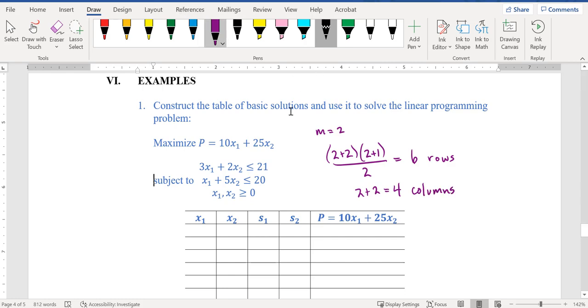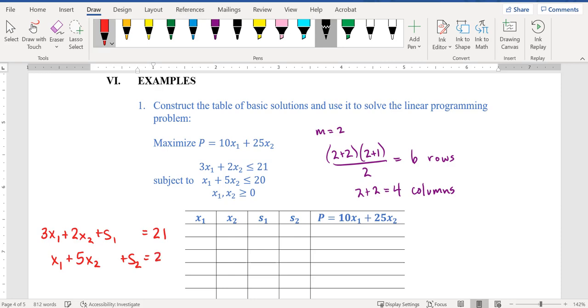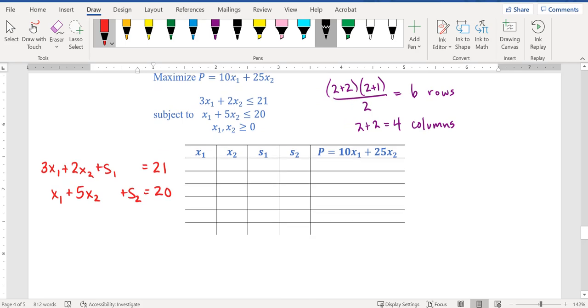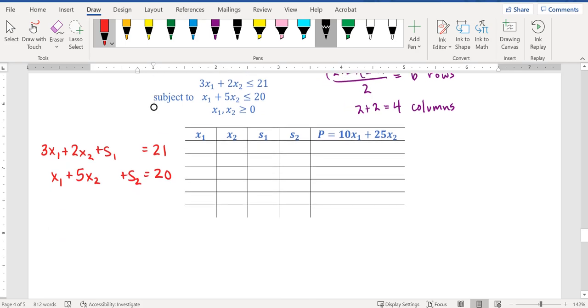Let's convert our I system to an E system. 3x1 plus 2x2 plus s1 equals 21, and x1 plus 5x2 plus s2 will equal 20. That's our E system. Okay, our table: 6 rows, 1, 2, 3, 4, 5, 6, 4 columns, and then our objective function.